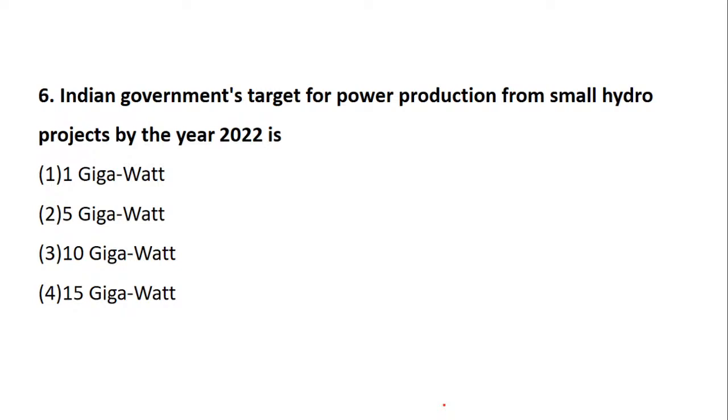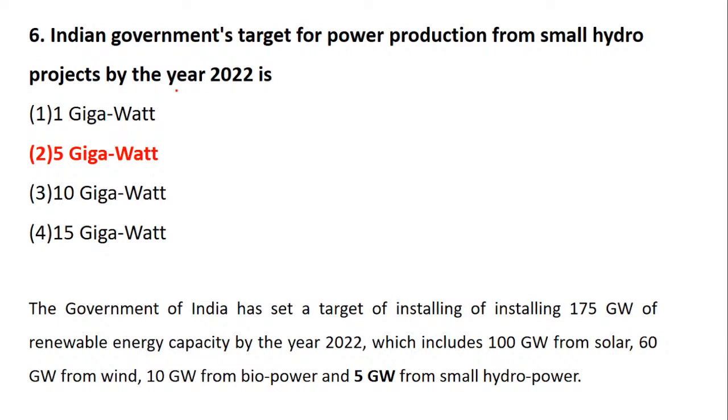Yes, 5 gigawatts. Okay, fine. So this is very clear. See, we have a target. The Indian government's target with reference to small hydropower for the year 2022 is 5 gigawatts, but the total was what, 175, and how is this 175 divided?